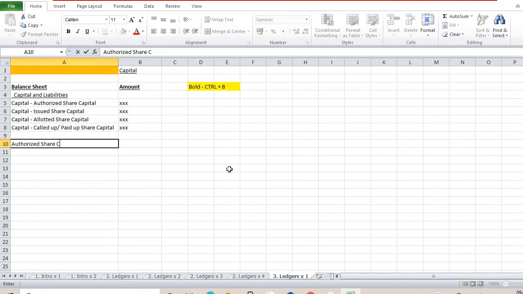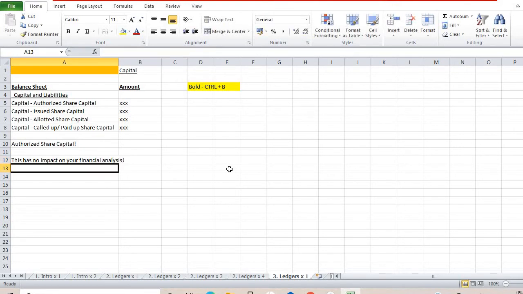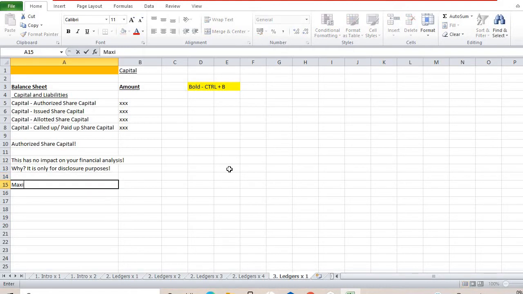When you model authorized share capital, what you need to understand is this has no impact on your financial analysis at all. Okay, why? It is only for disclosure purposes. Okay, what does it mean? It means that an authorized share capital on the balance sheet is present only to tell people what is the maximum amount of capital the company is allowed to issue.